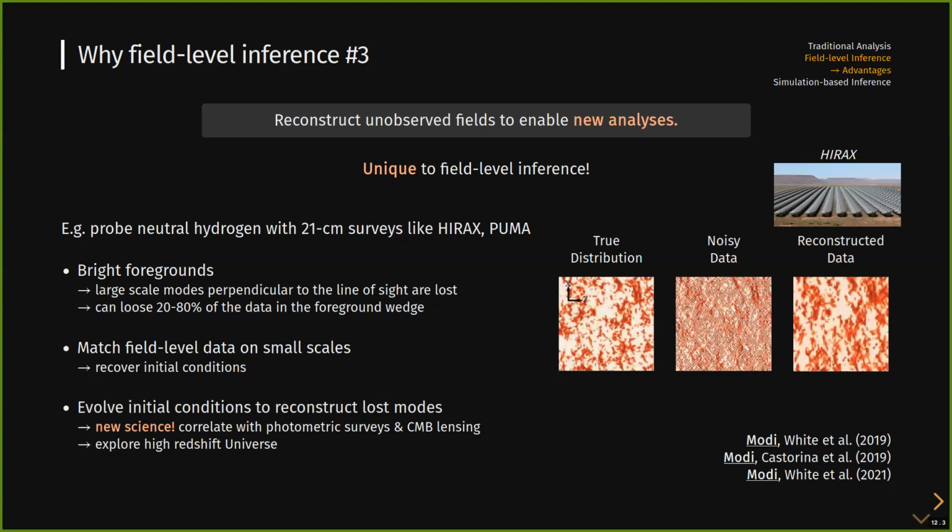And I led a series of 3 papers which lay out the science case for 21 centimeter. But this is only one example, and you can construct other analyses like this. For example, you can use the initial density field to study primordial physics that I'm interested in eventually. You can reconstruct the dark matter density field and study galaxy formation. So basically, you're limited by imagination here once you have access to this kind of machinery.